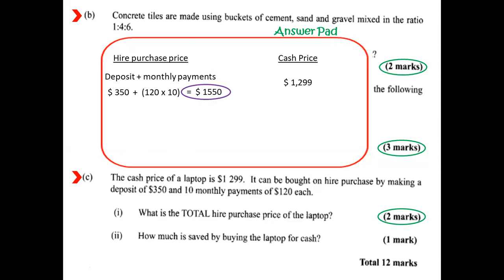And one more mark now, and then we would have secured that 12 marks for that question there. The cash price is $1,299, as we know. The question is asking how much is saved if we would buy cash versus going on hire purchase. That's that 1,550, the hire purchase price minus the cash price. We would have saved $251. And that's the 12 marks for question 1 for that year.